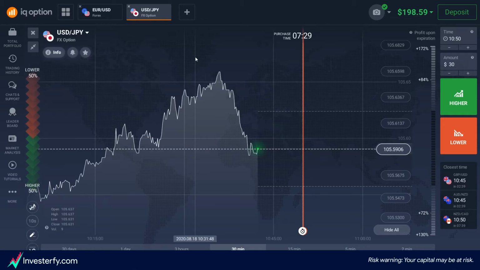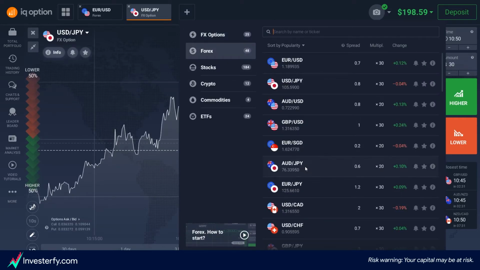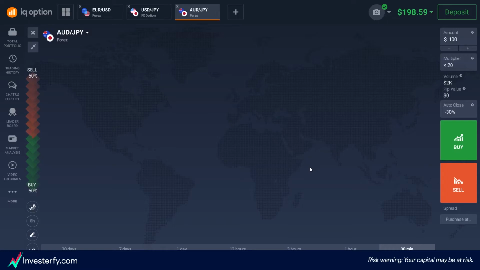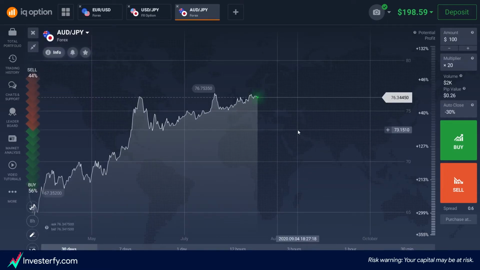The last thing we're going to look at is the spread, which is essentially the fee you are paying on IQ Option when you trade Forex. So let's head back into a Forex pair here. Let's open up a new one. Let's go to Australian dollar versus yen. Do notice that some currency pairs do not have 30 times leverage, they have 20, and some might have others as well, depending on what IQ Option has said.